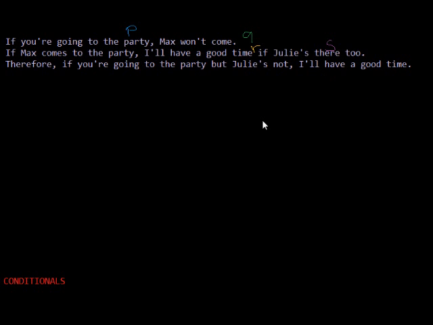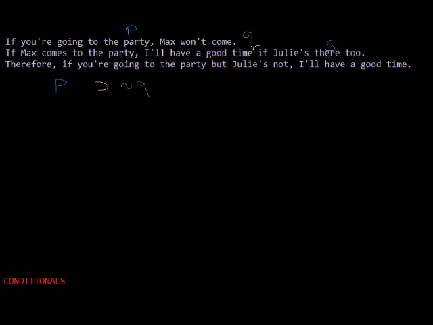So let's get this pretty quick. This first one, I think, should be obvious. It's a simple if-then statement with a negation. So P implies not Q. Then we have another if-then statement, but this one is a little bit more complicated. If Max comes to the party, then I'll have a good time if Julie's there too.